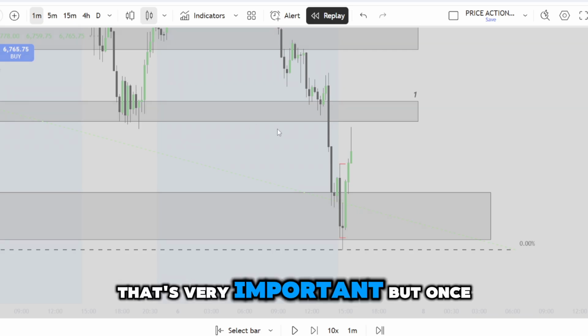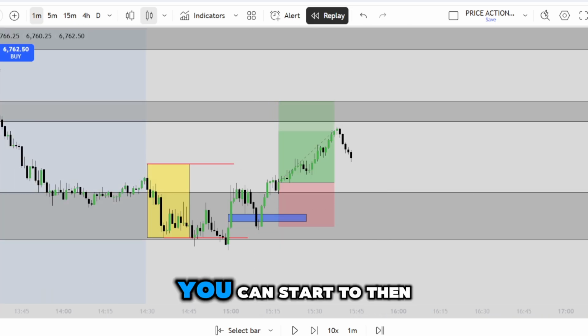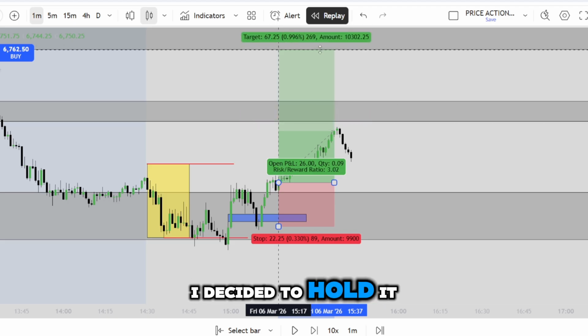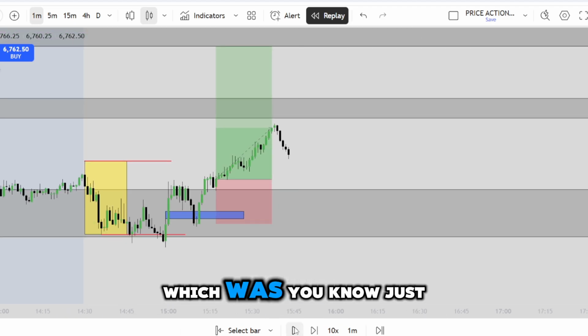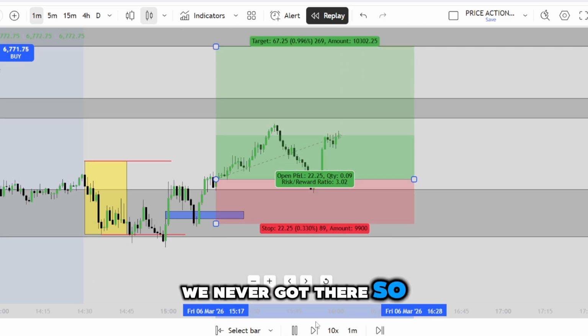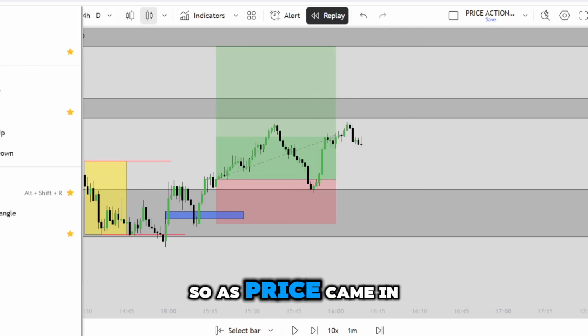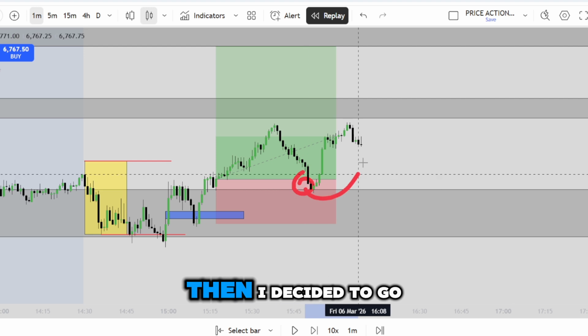That's very important. Once you understand where your levels are, you know where to target. So I should have targeted here. I decided to hold it up to the weekly opening price, which was just a bit unlucky. We never got there. So again, I broke even on this trade. As price came in, I went break even, then I decided to go long again.